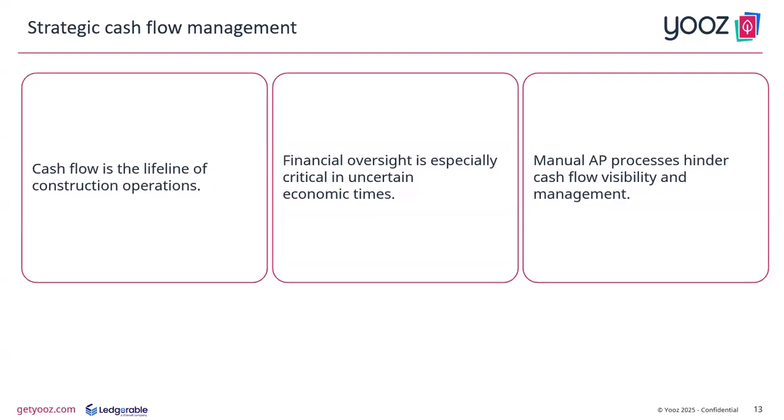Manual AP processes can create blind spots within your cash flow. There can be delayed invoice approvals and scattered paperwork. They slow down these insights that are needed. Inaccurate or outdated data can also make forecasting unreliable. And poor visibility equals poor decision making. Without clear insight into liabilities and payment timing, you risk missing early payment discounts, overdrafting or cash shortages, or even project delays due to funding gaps.